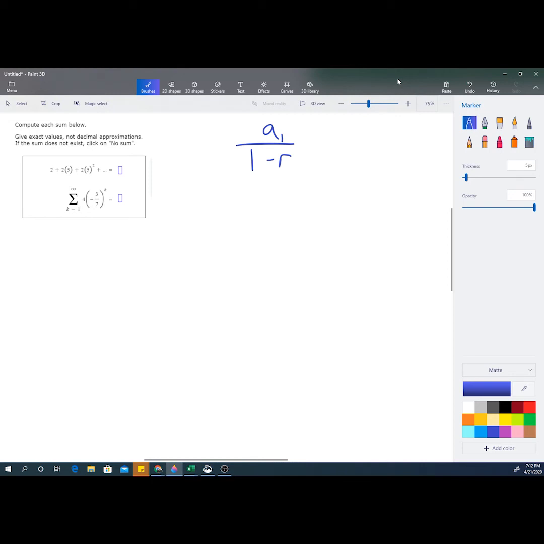Okay, so on this first one, I can see that my first term was 2. So my A is equal to 2. And I can see then that I multiplied by 5, and then I multiplied by 5, and then I'm going to assume I kept multiplying by 5. And again, right there, you're done. That number you're multiplying by is bigger than 1. That's an infinite sum. In other words, your sum will actually equal infinity. So this one would be no sum.